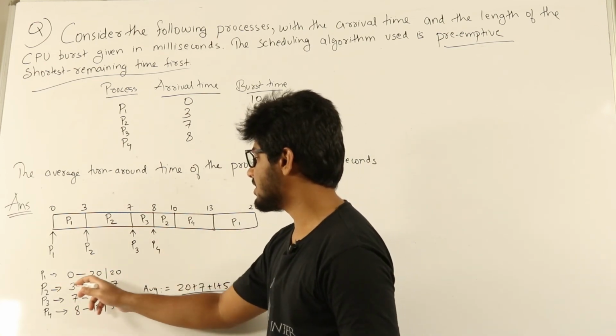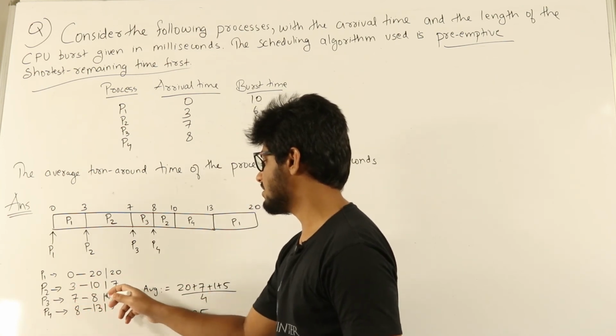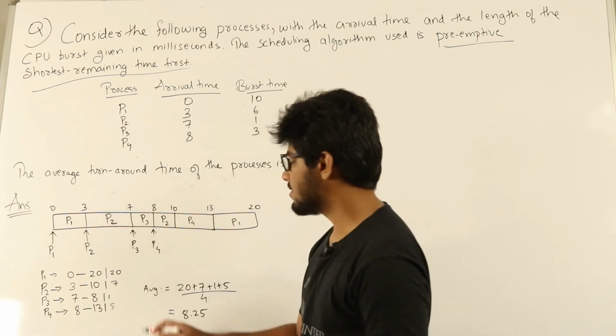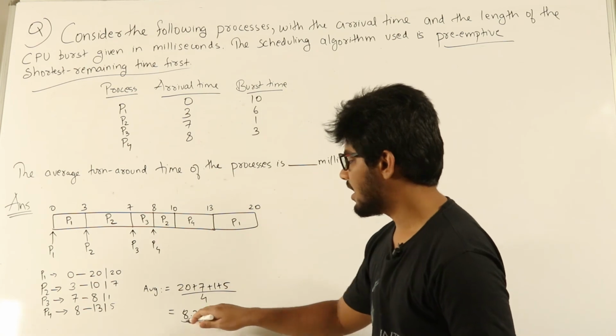Similarly, P2 arrived at 3 and finished at 10, meaning the turnaround time is 7. P3 ran from 7 to 8, so the turnaround time is 1. P4 ran from 8 to 13, so the turnaround time is 5. So the average turnaround time is (20 + 7 + 1 + 5) / 4, that is 8.25.